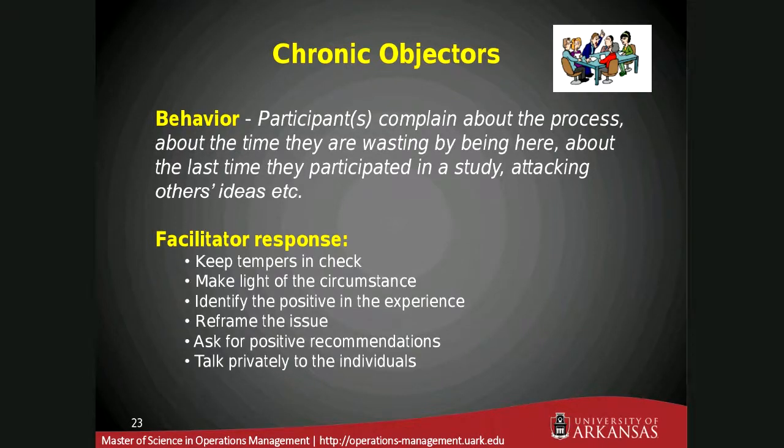First thing you have to do is keep tempers in check. Sometimes these chronic objectors get very adamant, they get very nasty, they get loud. Sometimes people respond to them in a nasty way. Sometimes it helps to make light of the circumstance, joke about the lunches or whatever they're complaining about. Try to identify the positive part of the experience, and if you can't, reframe whatever issue the person is complaining about in a way that you can eliminate the complaint. Ask for positive recommendations. Go right back to that chronic objector.